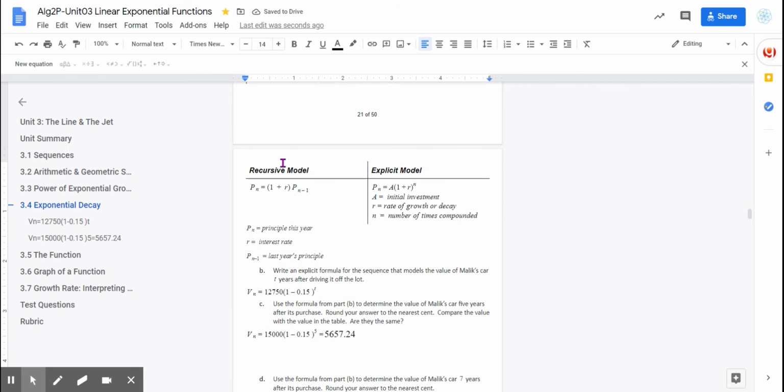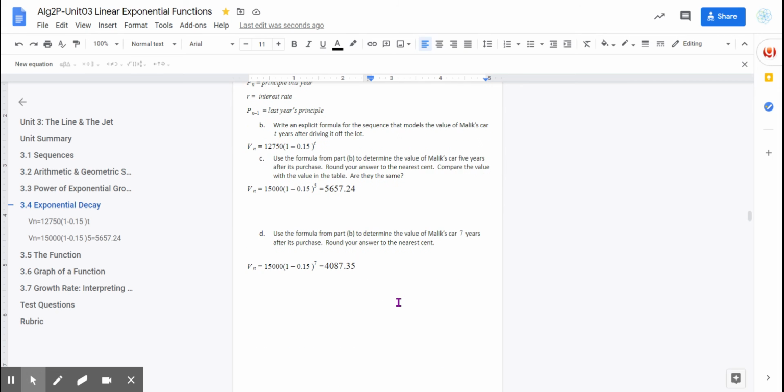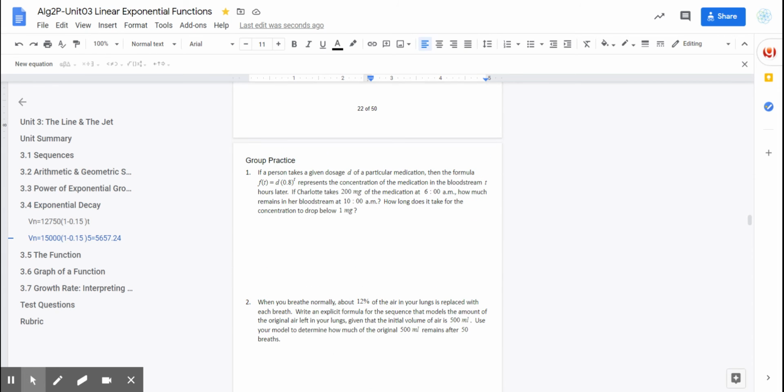The power of the recursive model is it's very quick and it gives you an answer one after another very easily, the way that spreadsheets actually run off of this recursive model. An explicit model actually lets you figure out something at a specific date at which you need to know it. Both models are useful, both models work well, and both models will be useful for the group practice we're doing in class today. To start you off with the group practice, take a look at number 1.